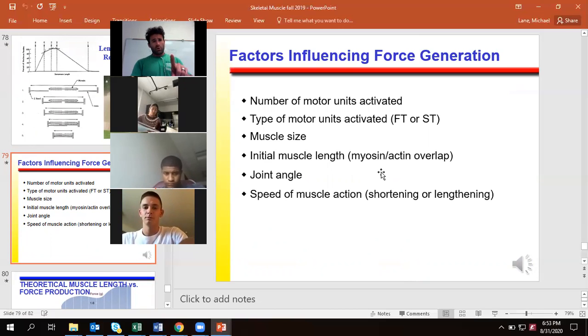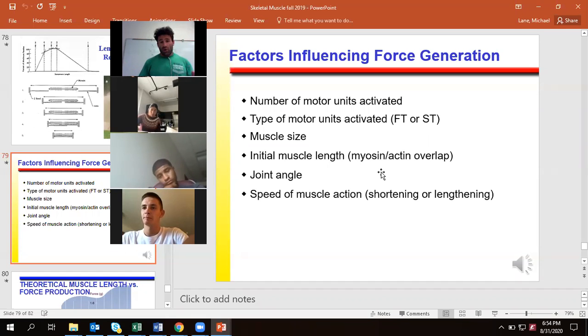How many motor units we're going to be recruiting is the biggest one, first and foremost. Our fast twitch fibers tend to produce more force than our slow twitch because they're bigger, but a bigger muscle in general is going to produce more force. How long the muscle is when you start is going to influence how much force you're going to produce. The angle that it happens to be done at is going to influence it, and then obviously the speed.